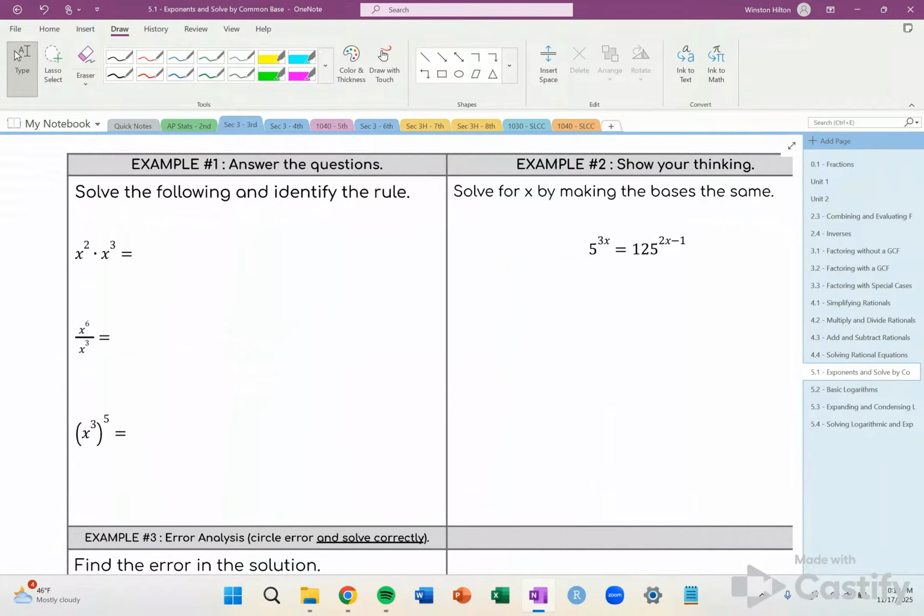Here are the answers. X squared times x cubed is x to the 5th, because you can add those powers. X to the 6th divided by x cubed is x cubed, because you can subtract those powers. And x cubed to the 5th power is x to the 15th, because you can multiply those.